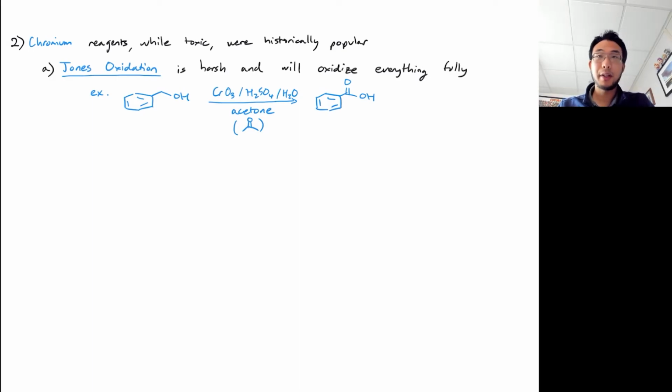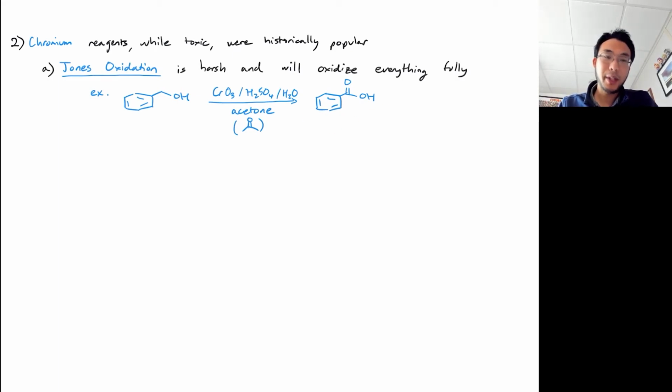This is a very, very harsh oxidation reaction, and it will oxidize everything as much as it can. For example, if I take a benzyl alcohol and react it under the Jones oxidation conditions, which are chromium trioxide, sulfuric acid, water, and acetone, which has this structure, as our solvent, then we can make the benzoic acid very easily.